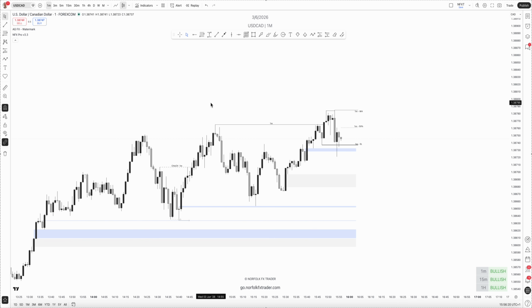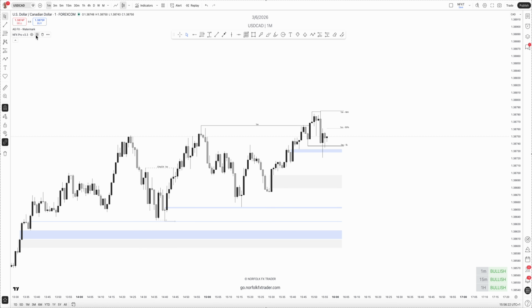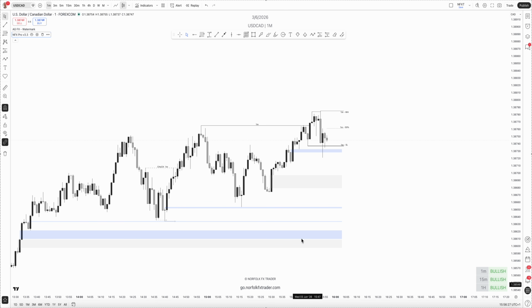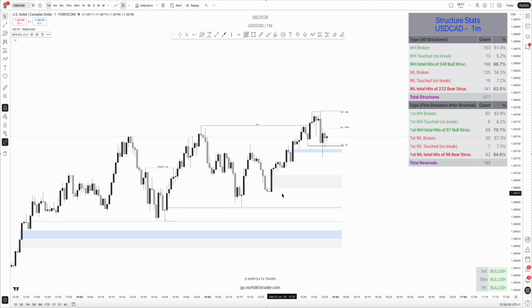Now, there's one more thing we can add onto this, within that tool, and that is called the structure stats table. I'll just turn this on. What this is going to highlight for you is a percentage of weak highs and weak lows in the market, and wherever price is likely to run. If we look at the current structure, this is a continuation of a breakout structure. We'll remove my level here. This is a continuation. Are we going to run for that weak high? This is going to be all structures. Where's my weak high? Total hit, a 66.7% chance it is likely to hit a weak high.